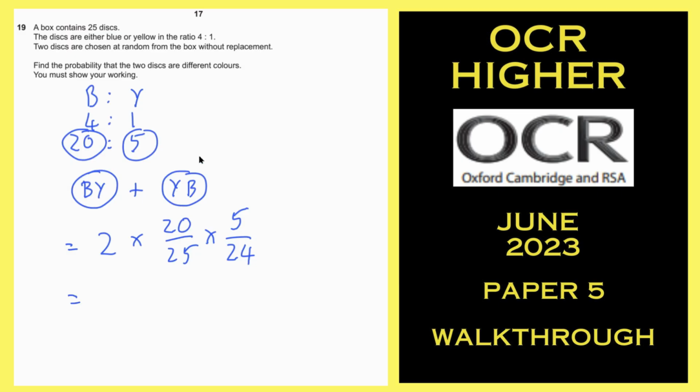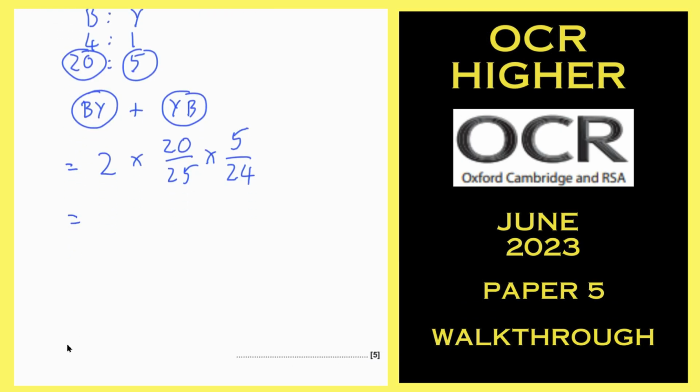And now it's become a fractions question. I'm going to pre-cancel. I'm going to go 20 over 25, I'll write it over here, is really 4/5. Divide the top by 5, bottom by 5. Top by 4, bottom by 4. And now when I do top times top times top, I just get 2 times 1 times 1 is 2. 1 times 6 times 1 is 6.